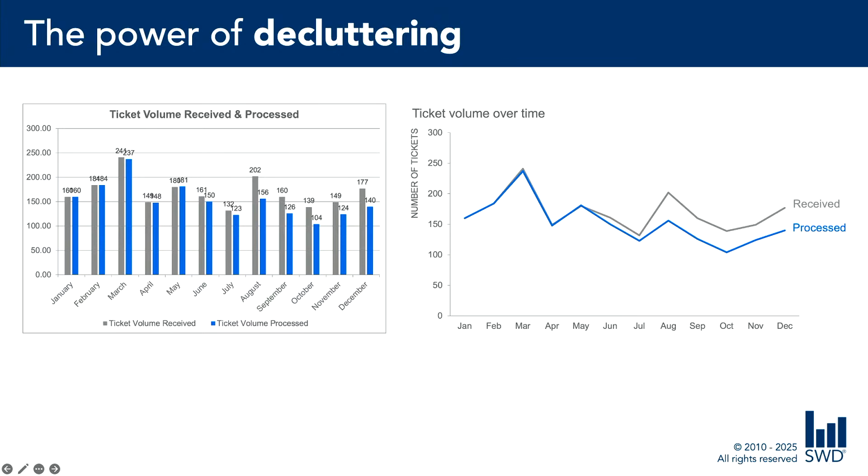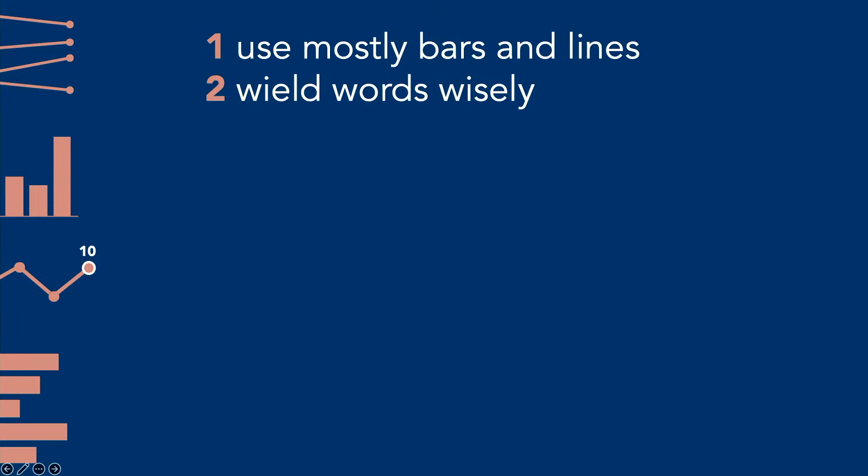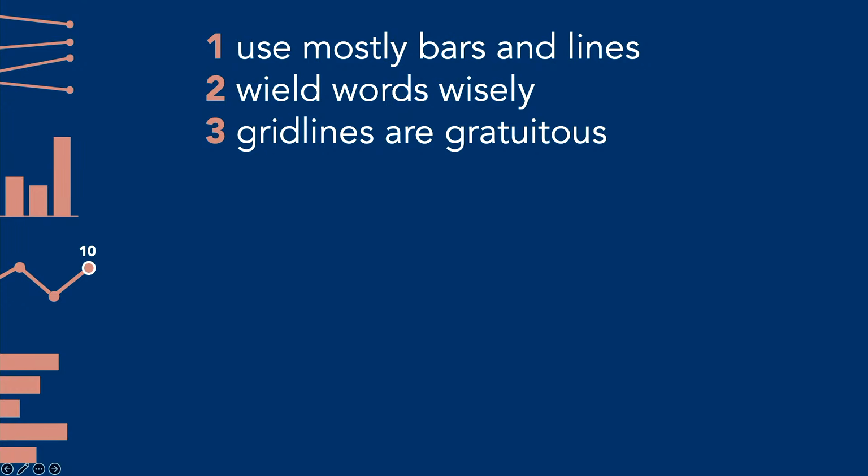Check out the impact we just made on this graph. Each of these steps on its own, totally minor. But when you put them together, they have amazing impact. Our third lesson, we've just covered it. Grid lines are gratuitous, and so are a lot of other things.